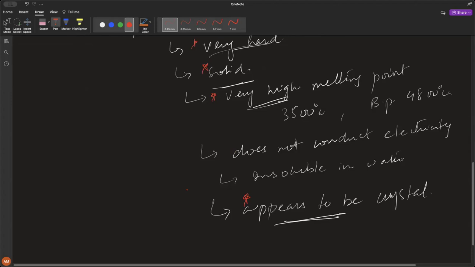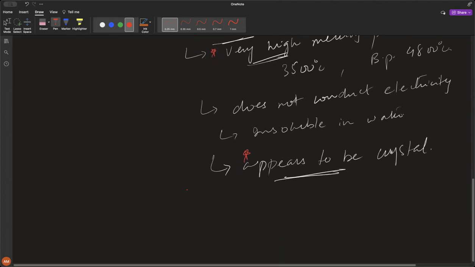So why is it like this? The reason is the bonding that takes place between them. What is the reason? An important point. What is the type of bonding that contributes to such physical characteristics and properties?